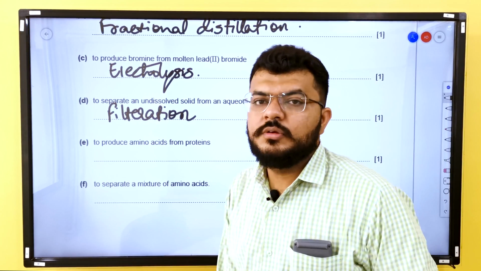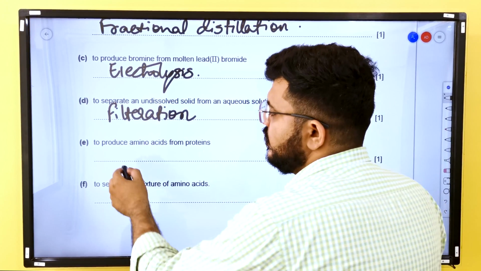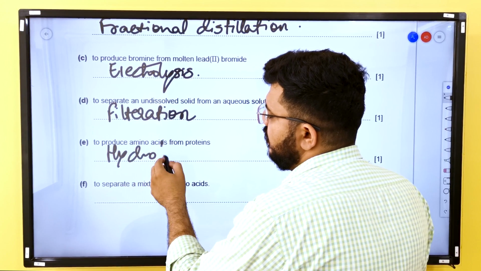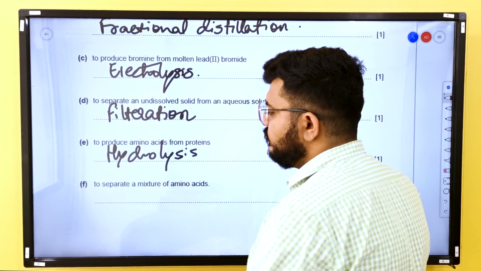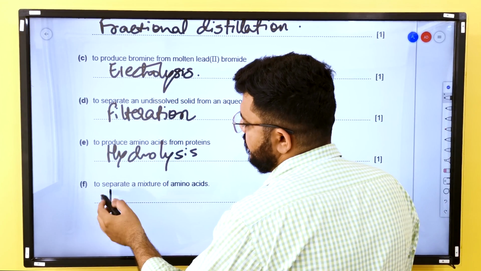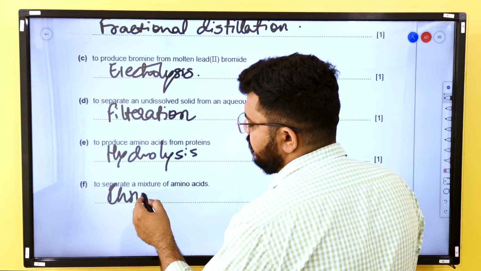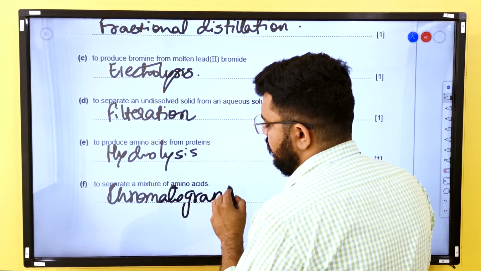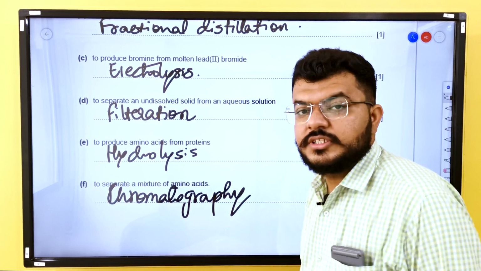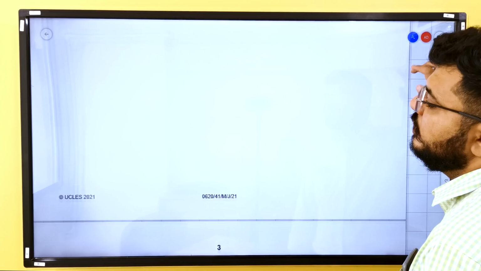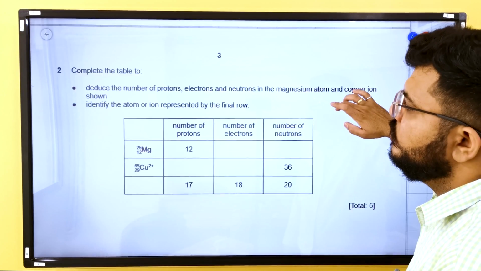To produce amino acids from proteins. Now proteins are polymers, amino acids are monomers. So you can use hydrolysis to break the amide linkage. And to separate a mixture of amino acids, obviously chromatography, right? It will separate the solutes mixed in a common solvent. That's your first question. Question number 2.